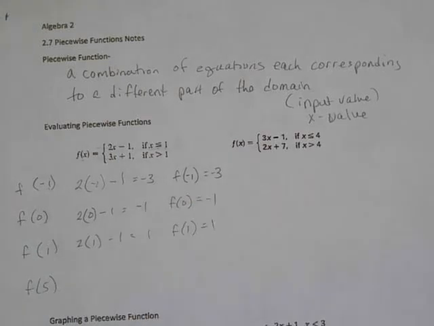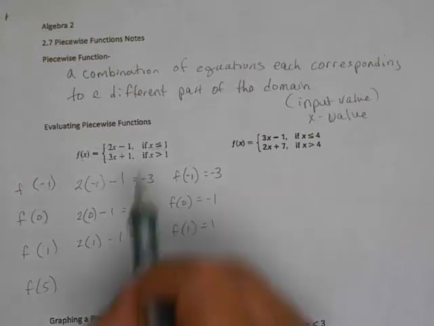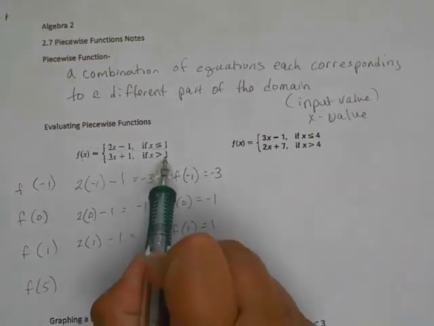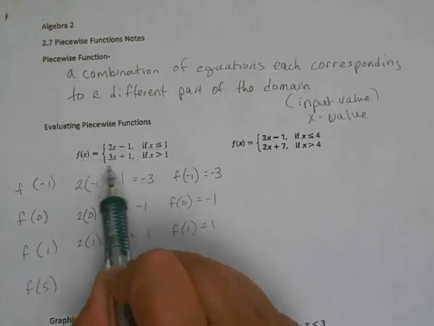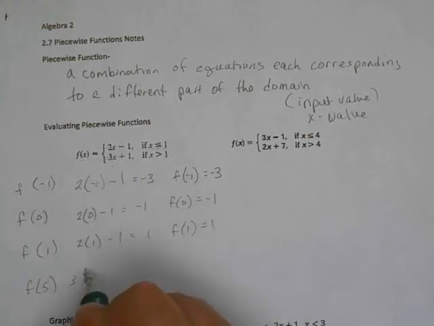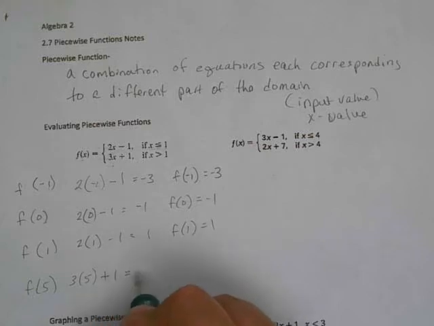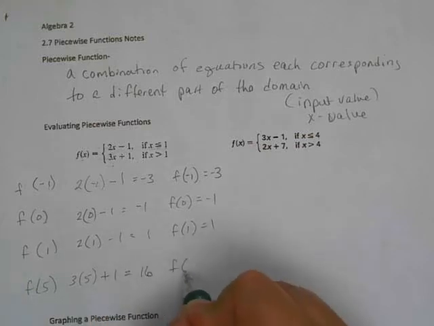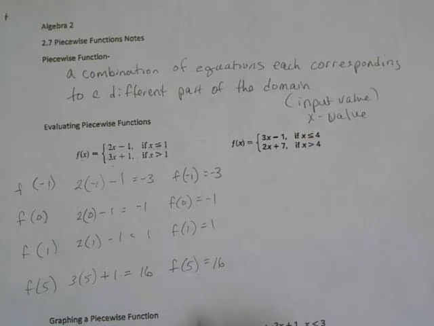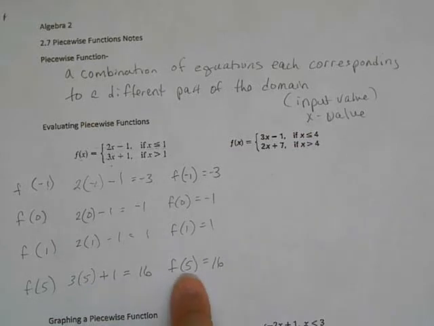The last one I'm going to try is f of 5. 5 is bigger than 1, so this time I'm going to use this equation. So 3 times 5 plus 1 equals 16. So f of 5 is 16. So if I put 5 into the function, I get out 16.